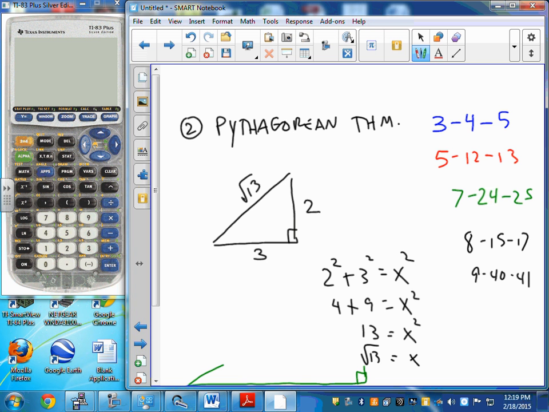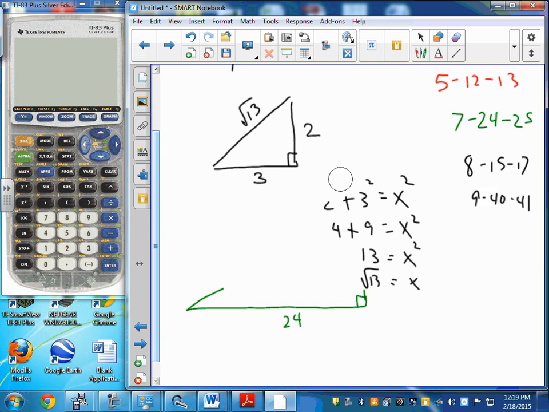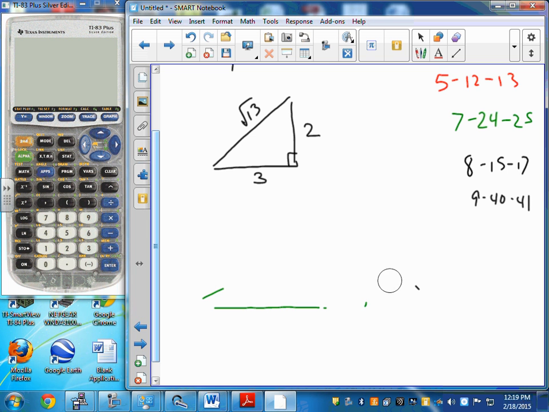And again, be able to work these, whether I give you the 2 legs and you're looking for the hypotenuse, or whether I give you the hypotenuse and one leg and you need the other leg. That's the other type of problem that you would see with Pythagorean theorem problems. So let's suppose I told you this was 6 and this was 4, and I ask how much is that?